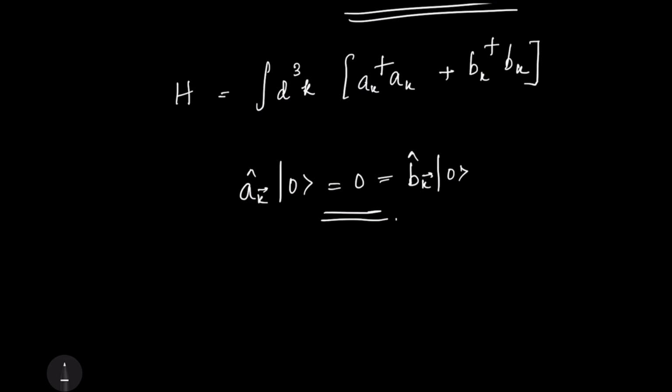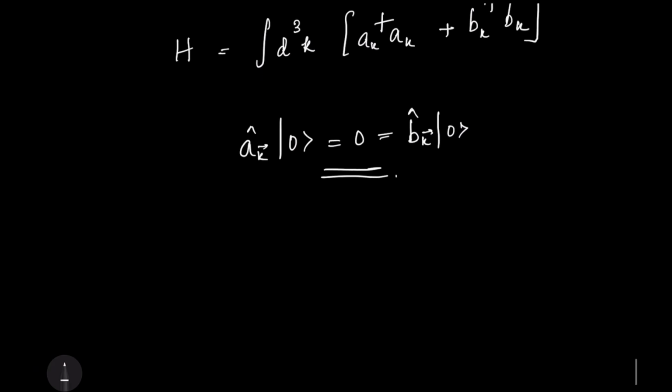Similarly, I can have a_k dagger acting on 0 and b_k dagger acting on the ground state. So what do we mean by a_k dagger acting on the lowest state and b_k dagger acting on the lowest state? In the last lecture, we have seen that these are nothing but excitations of the particles. So we can have two types of particles here, corresponding to a_k dagger and b_k dagger, because there are two types of excitation happening here.